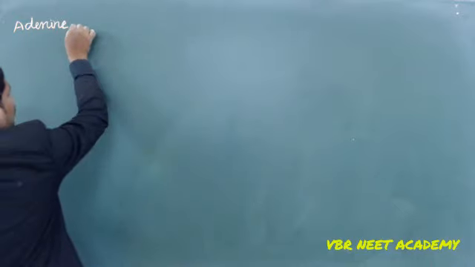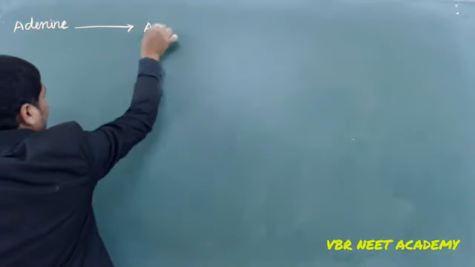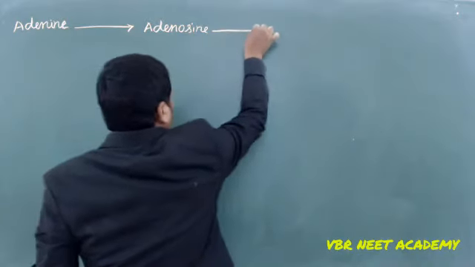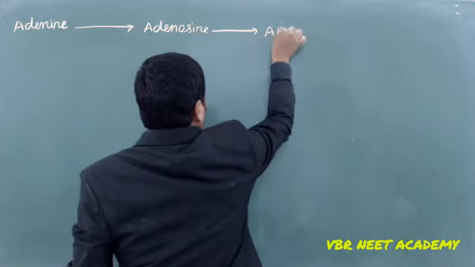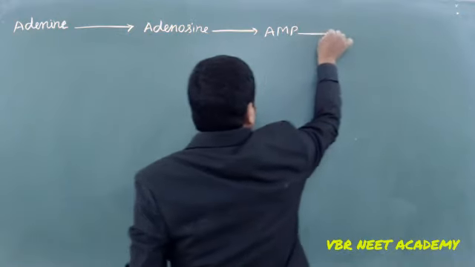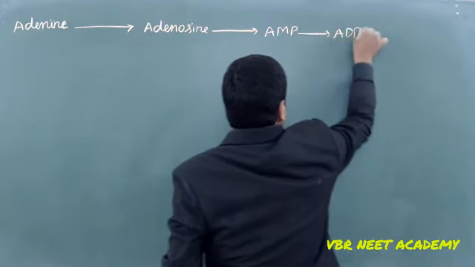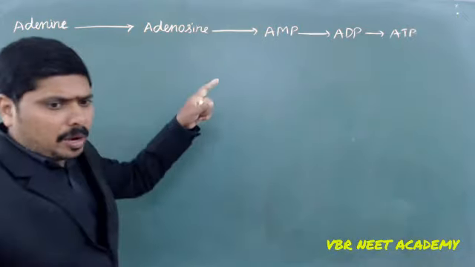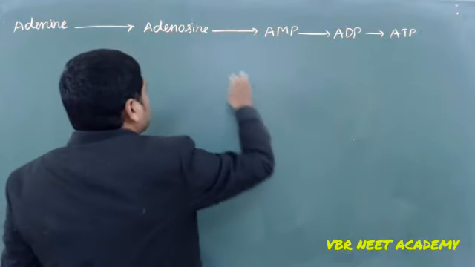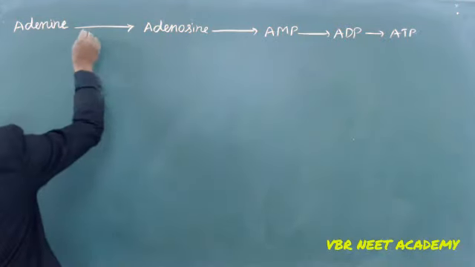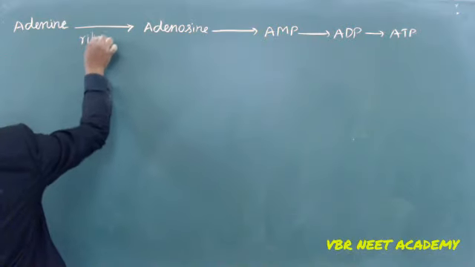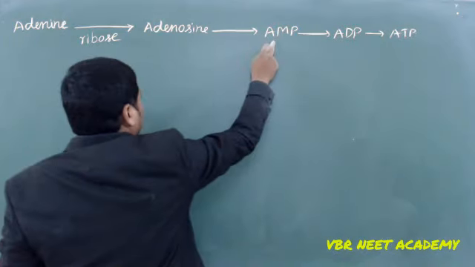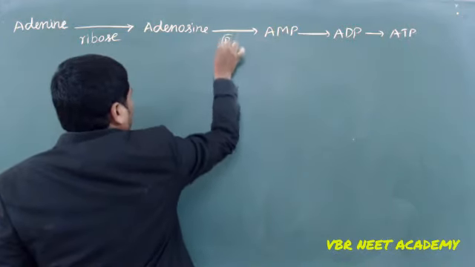Adenine is going to be called adenosine. If you add one phosphate, AMP, ADP, ATP. Already I said how we get ADP and ATP. This is one adenosine. How do we get this one? Ribose is added. That is the nucleoside, and this one is the nucleotide, formed by phosphate addition.